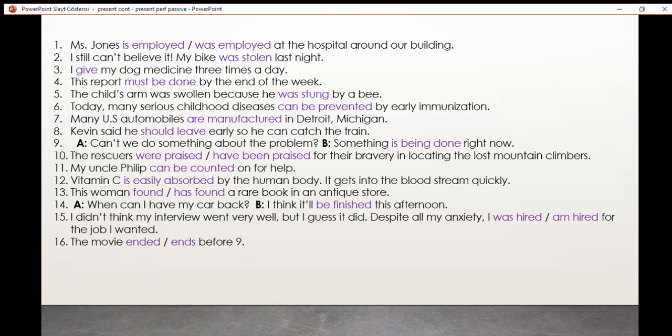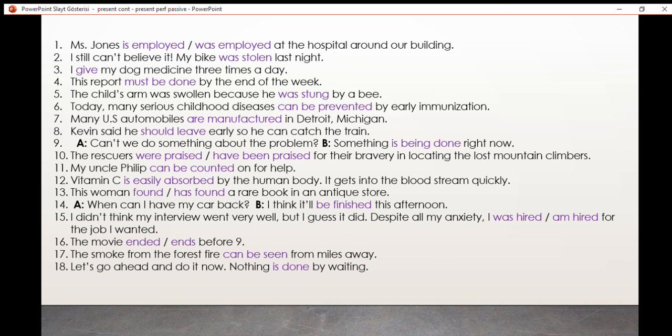The movie ended before 9, or the movie ends before 9. Now, if we're talking about the schedule of the movie at the cinema, then we say the movie ends before 9. But if we're talking about what happened, then we say the movie ended. The smoke from the forest fire can be seen from miles away.